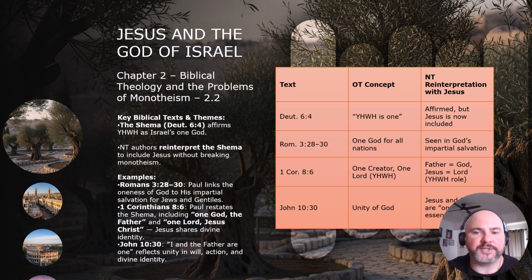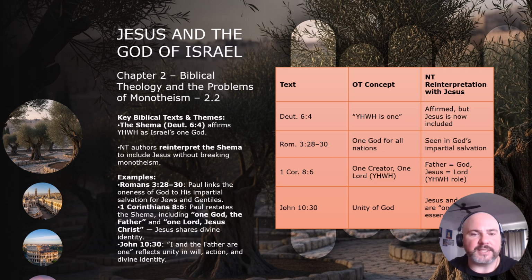But now in the New Testament, we see something radical. Jesus is being included within that identity, yet monotheism is preserved. Let's walk through the key biblical texts in the chart. Romans 3:28-30. Paul refers to the oneness of God as the basis for God's impartiality. Since there is only one God, he is God of both Jews and Gentiles. Jesus is the agent of that salvation, affirming the Shema's continued authority now seen through Christ.